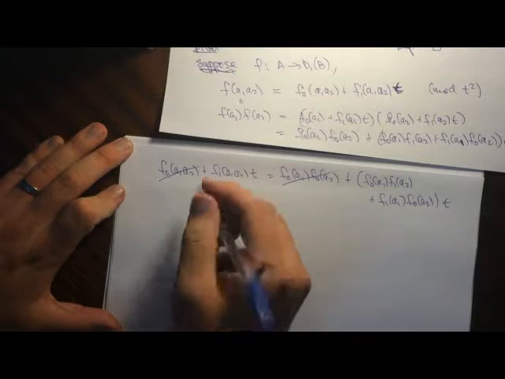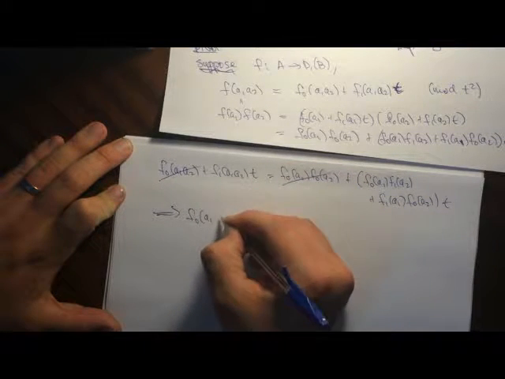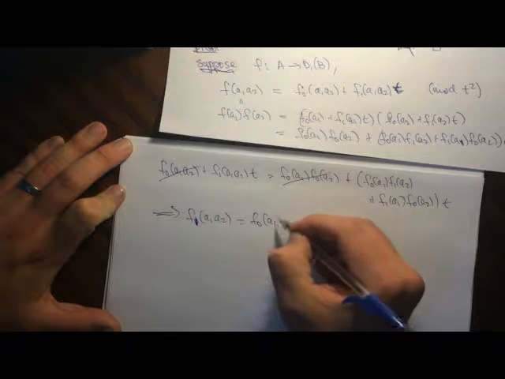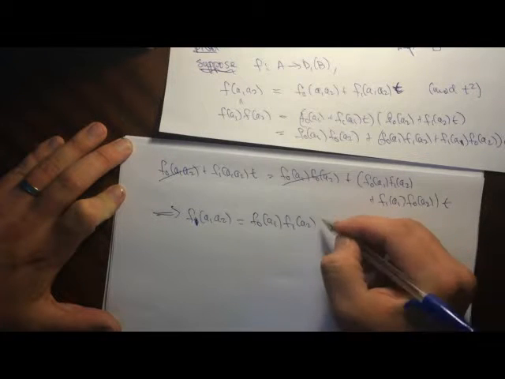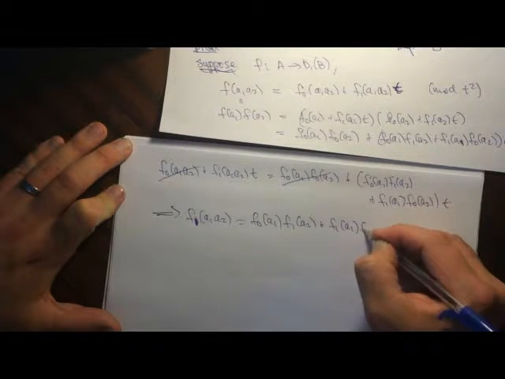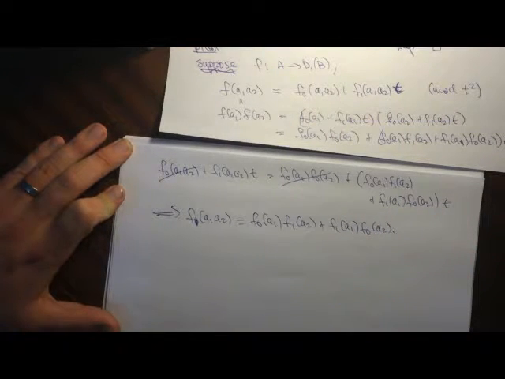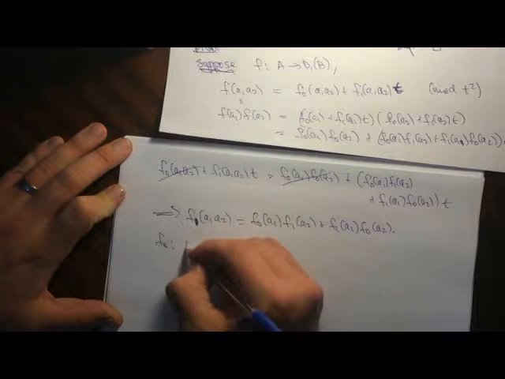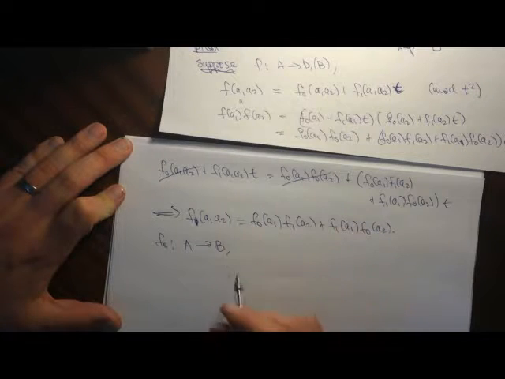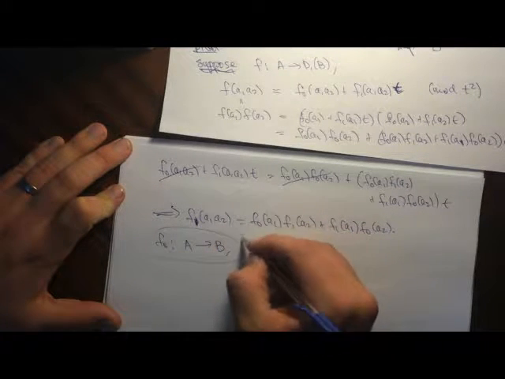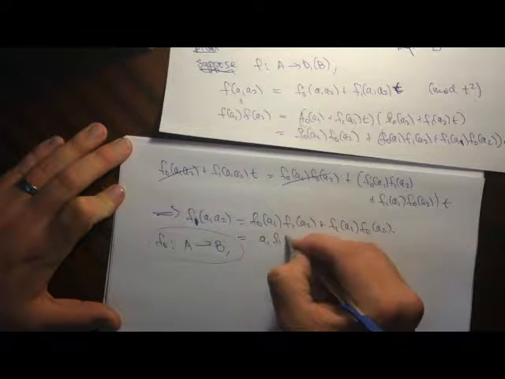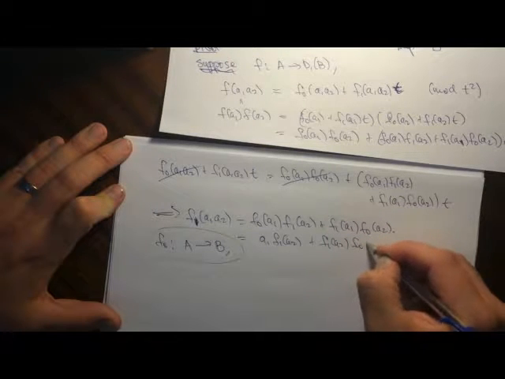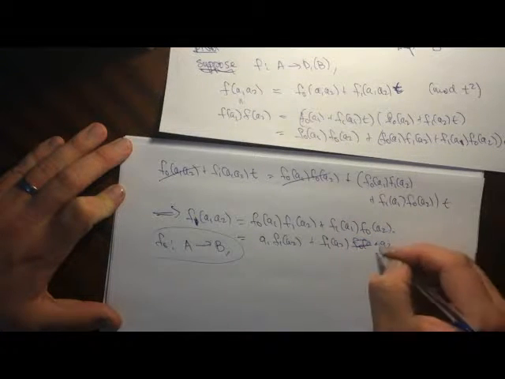Okay, these cancel, and this tells us that f1 of a1, a2 is equal to f0 of a1 f1 of a2 plus f1 of a1 f0 of a2. Sometimes when we have just multiplication, if f0 is the ring homomorphism from A to B, so this is the given ring homomorphism, we just write this as a1 f1 of a2 plus f1 of a1 times a2. So this is just a2 here.